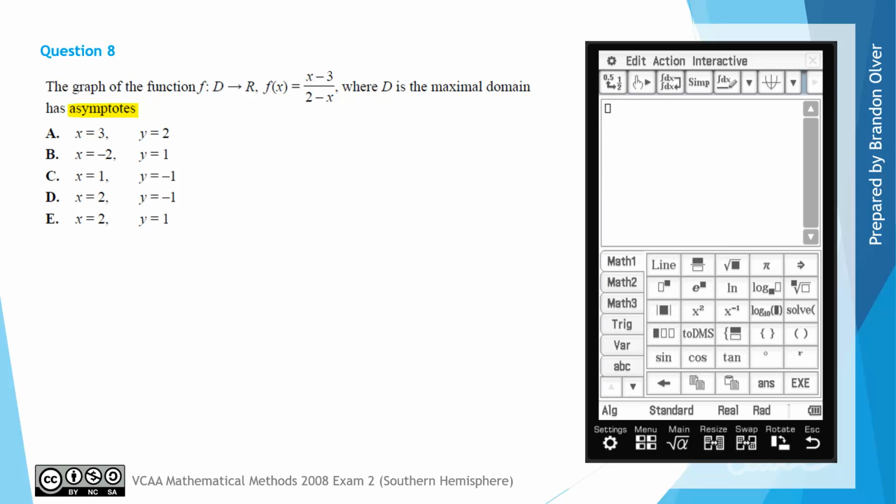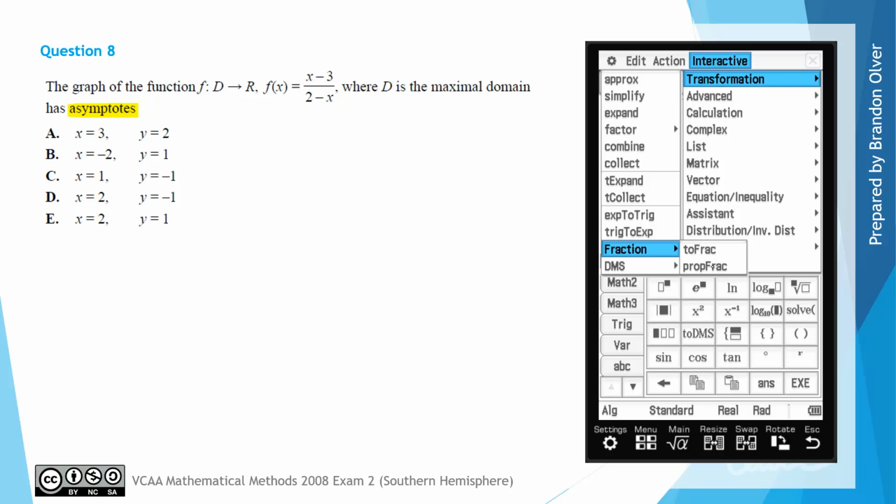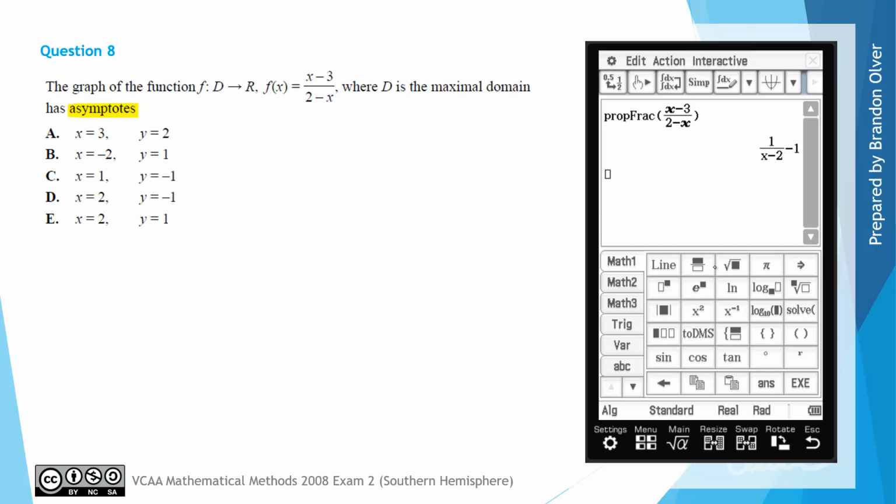So what we're going to do is type in the fraction, which is x subtract 3 on the top line and 2 minus x on the bottom line. And we're going to highlight that and go interactive, transformation, fraction, and we want to click propFrac. And now you can see that it's been rearranged into a form that you'd more easily recognize as a hyperbola.